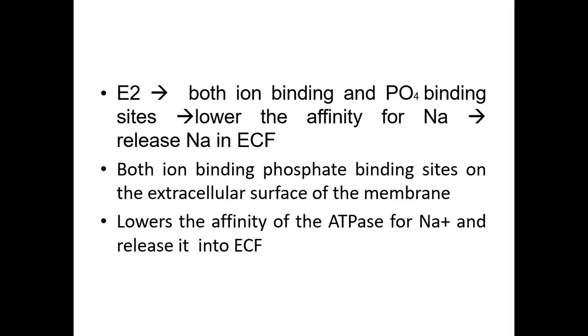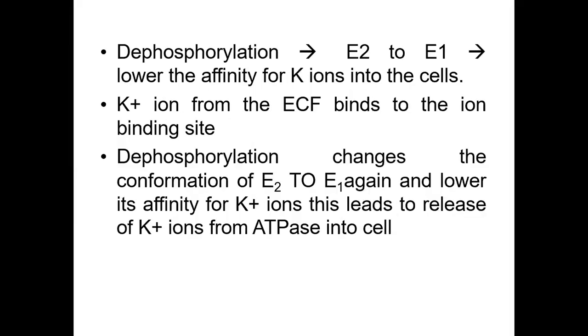Okay. Now, when it converts to E2 form, it does two things. Firstly, it will give binding sites for the potassium ion, where two potassium on the outside of the cell will bind, and at the same time, when it changes from E1 to E2 form, it has a lower affinity for sodium. So what it does is it throws 3 sodium out, and at the same time, in E2 form, it will provide binding sites for 2 potassium ions on the outside of the cell.